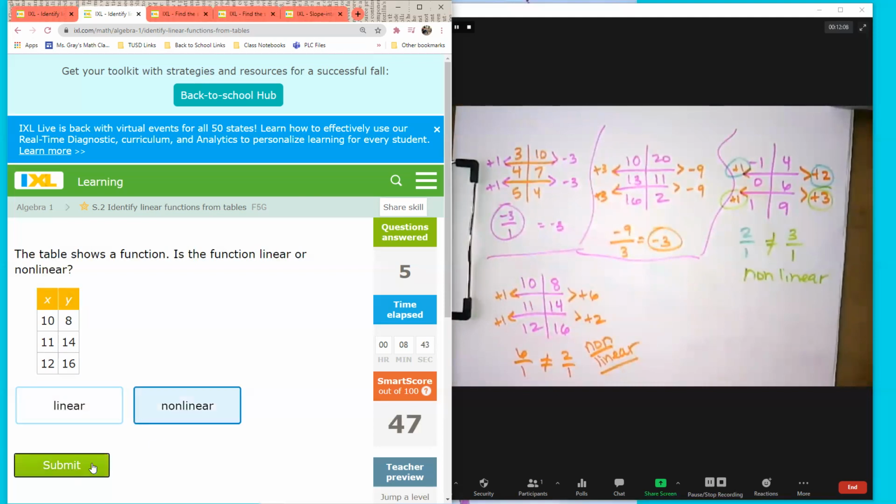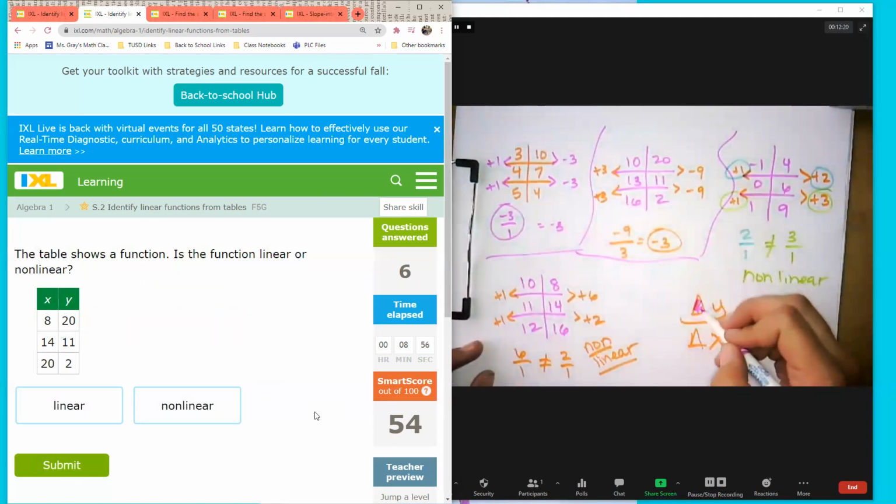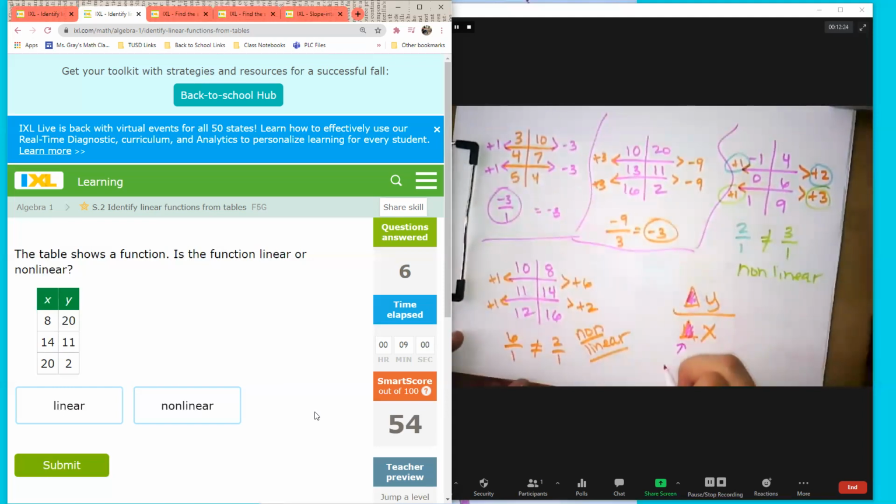Okay, I feel like that's probably enough information then to be able to finish the rest of these. So you're just looking for that consistency when you compare the change in y over the change in x. And if you weren't aware, this symbol, this triangle, in the Greek alphabet is called delta. And it means change in mathematics, the change of, so the change in y over the change in x.